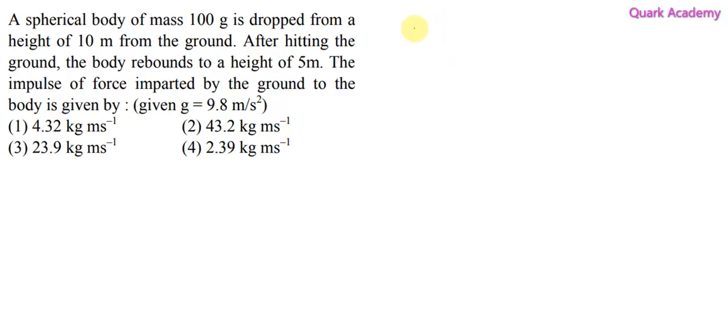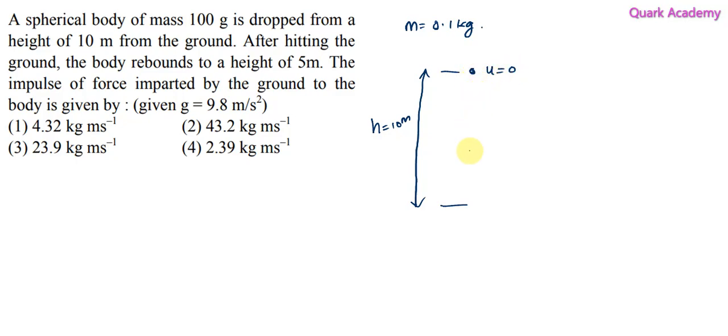There is a spherical object whose mass is 100 gram, that can be written as 0.1 kg. Now this mass is dropped from a height h, which is equal to 10 meters. Let's consider this is the height, 10 meters. It is dropped, which means the initial velocity is 0.